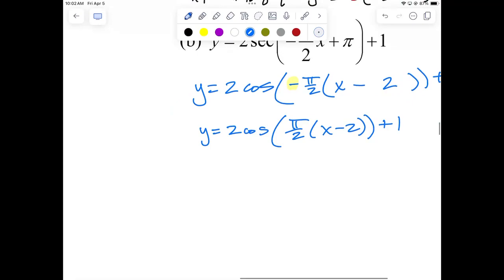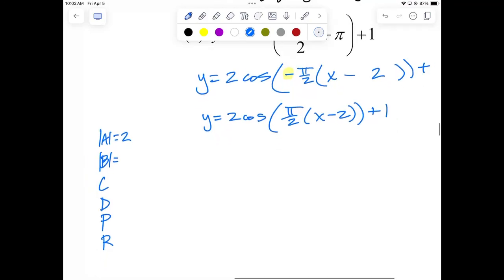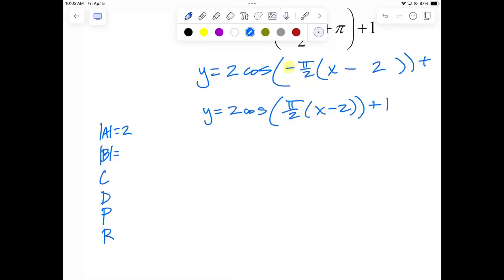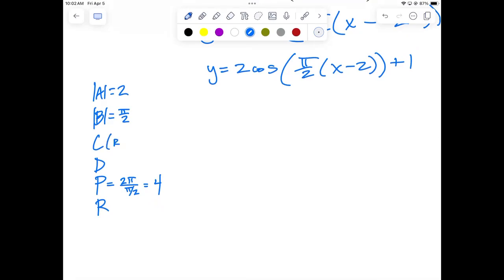All right, let's go off to the side and collect our info: A, B, C, D, P, and R. The amplitude is 2. How many cycles do we see between 0 and 2 pi? That's the B value, right? Remember, that's pi halves. That affects the period right away, so let's just jump down to the period. The period is 2 pi over B. 2 pi over pi halves. Stay, change, flip. The pi's divide out. You get 4. The period is 4. Your C value, we're going right 2. Your D value, we're going up 1, which means the sinusoidal axis is at y equals 1. And then the range we can get easily.